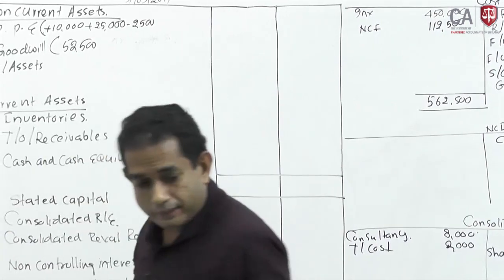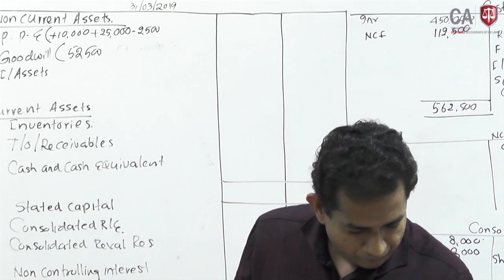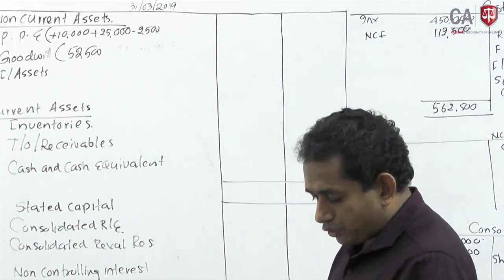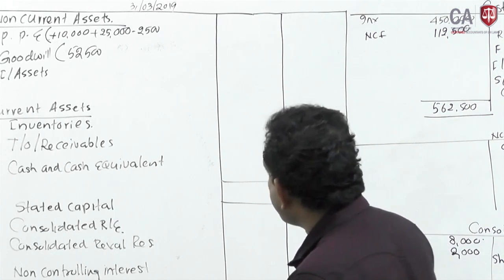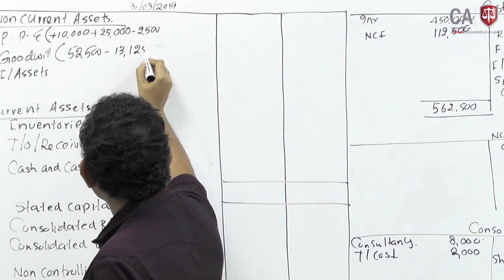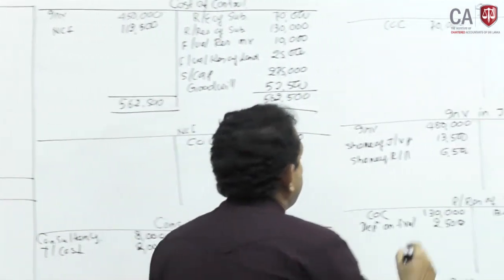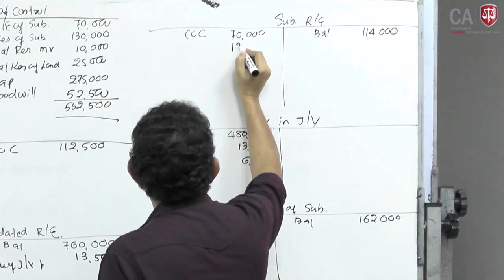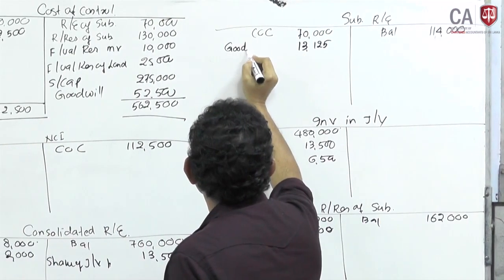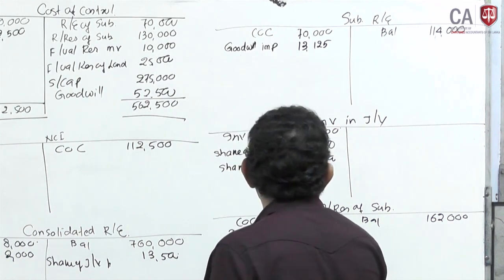And what it says is that 25% is estimated to have been impaired, and that has to be recognized now. 52,500 into 25% should be 13,125, and will debit it to subsidiary company's retained earnings. 13,125 goodwill impairment. Goodwill impairment should be 13,125.